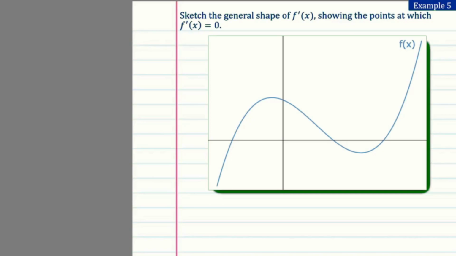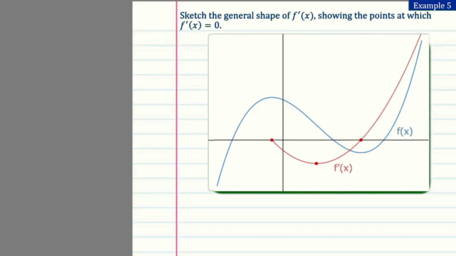Here we have last year's graph. We can see that we can sketch the gradient by first looking at the points where the gradient is 0, which is here and here. So we can do a red dot for 0, where the gradient is 0. And we can see that in between that it's negative, so it's going to be negative underneath the x-axis. And on each side we can see that it's positive, so it's going to be above the x-axis. This is a cubic and the gradient is a quadratic.